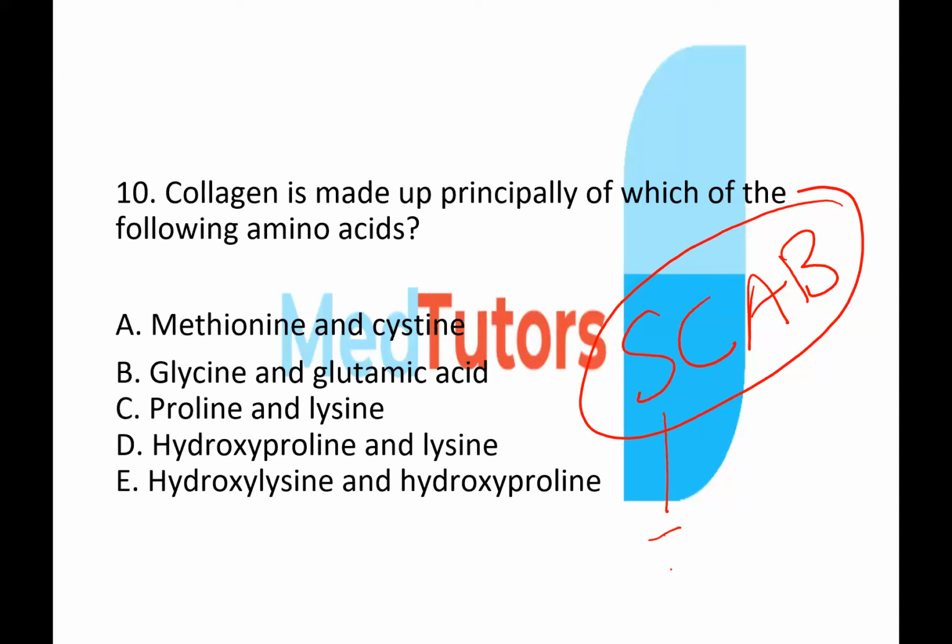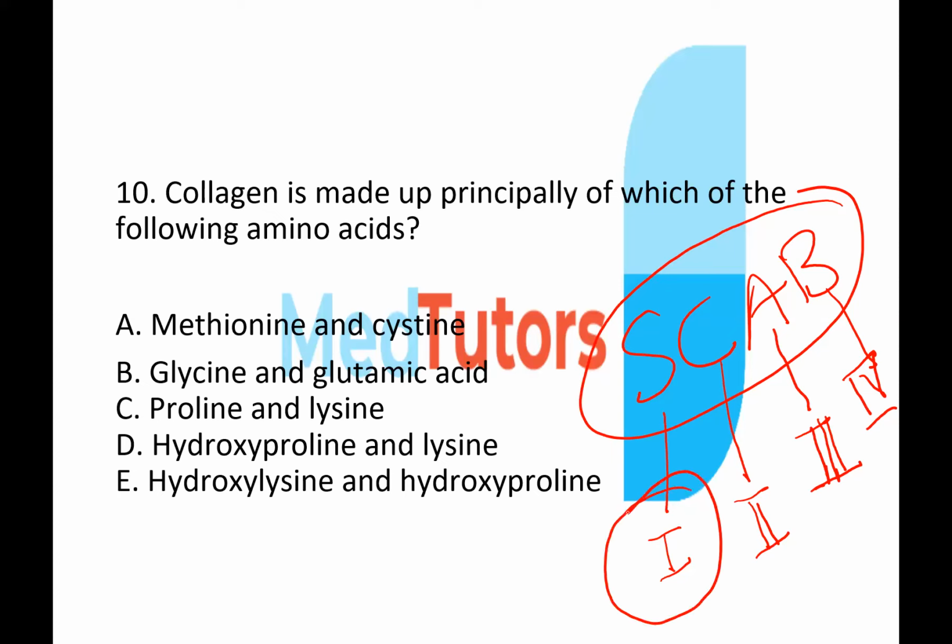There are various locations: type 1, type 2, type 3 and type 4. Type 1 is predominant in the skin. Type 2 is predominant in connective tissues. Type 3 is predominant in arteries. And type 4 is predominant in basement membrane.